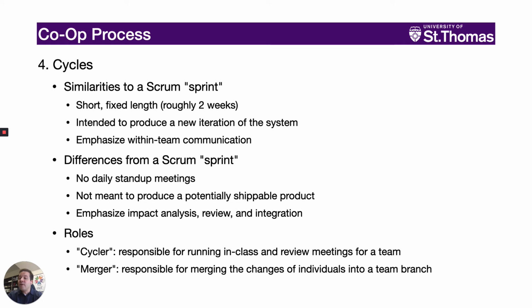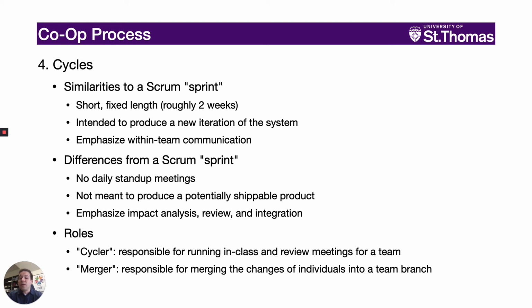After the initial three phases come the cycles. A CoOp cycle is like a sprint in Scrum. Like sprints, cycles have a short fixed length, are intended to produce a new iteration of the system, and emphasize within-team communication. Unlike sprints, cycles do not include daily stand-up meetings, are not meant to produce a potentially shippable product, and emphasize impact analysis, review, and integration.